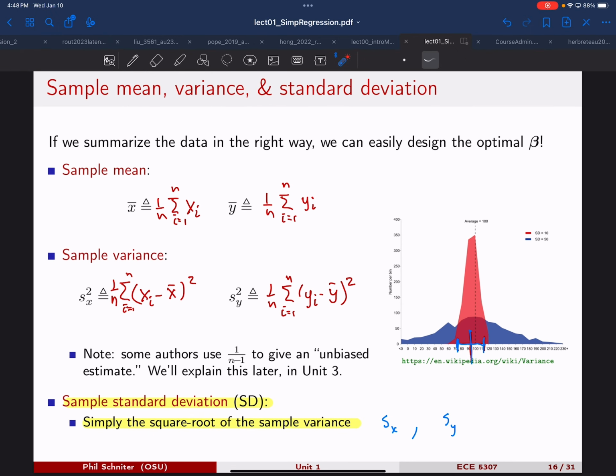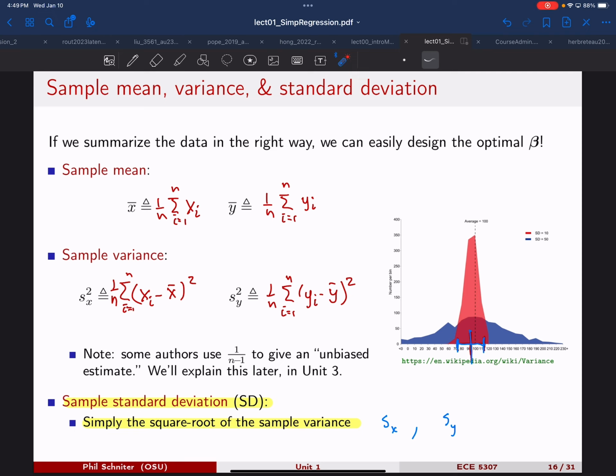Okay, any questions on this? All right, so a lot of times someone will ask at this point, why are we using 1 over n here? Because sometimes you'll see other sources use 1 over n minus 1. And that's a great question. We're going to get back to that and answer that very precisely in a couple units.